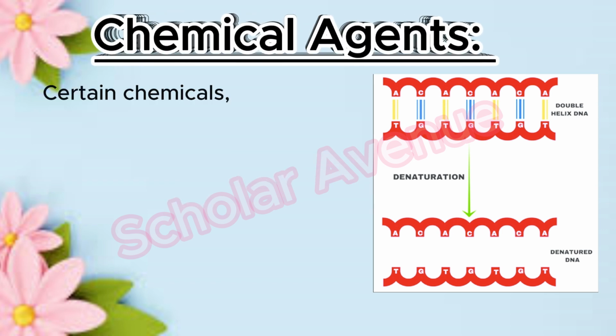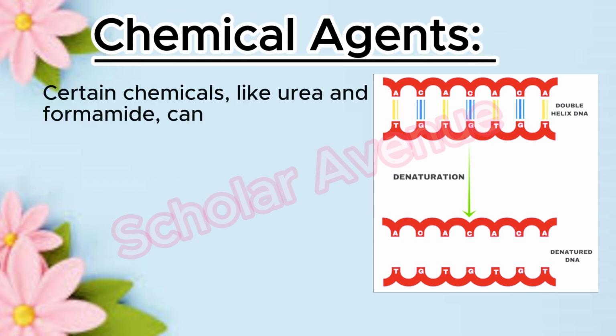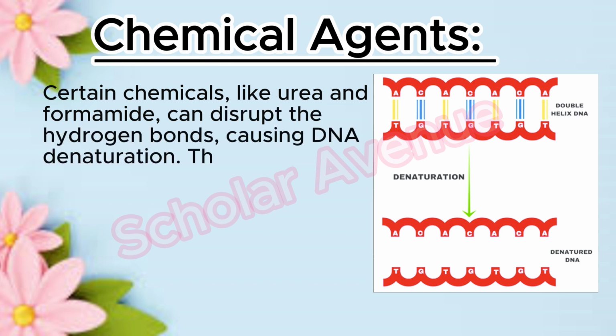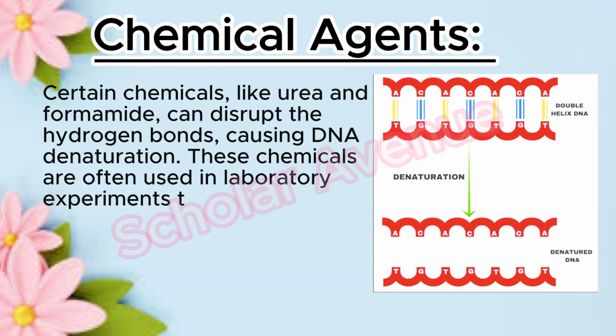Certain chemicals, like urea and formamide, can disrupt the hydrogen bonds, causing DNA denaturation. These chemicals are often used in laboratory experiments to denature DNA for various purposes.